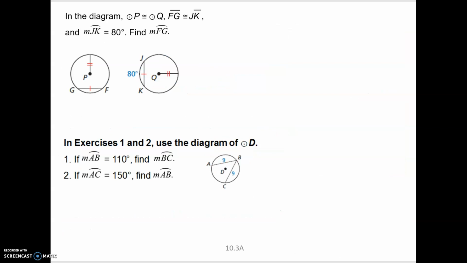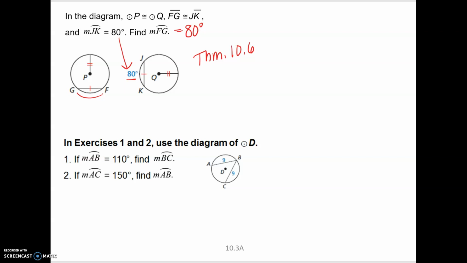Okay, so in the diagram, circle P is congruent to circle Q. And we also know that FG is congruent to JK. Those are all marked. And I have the measure of arc JK is 80. Find the measure of arc FG. Because I know these circles are congruent and those chords are congruent, GF and JK, then I also know that those arcs are congruent. So this should equal 80 degrees, and that comes from theorem 10.6. So you guys can reference that.